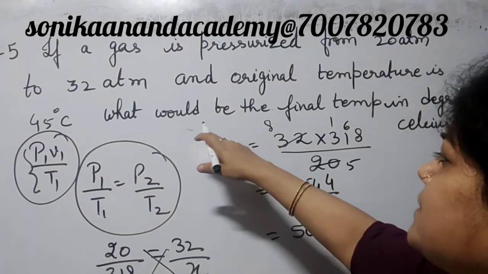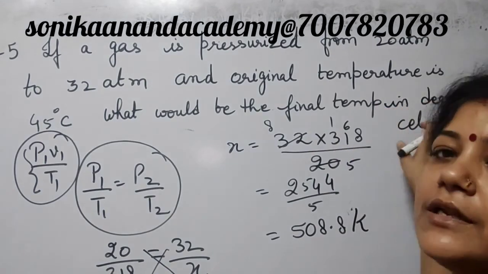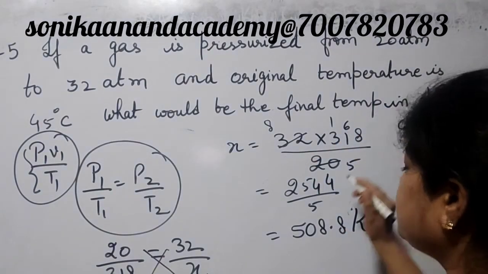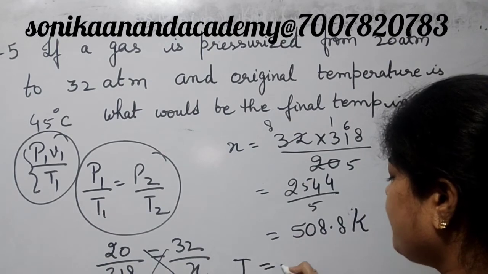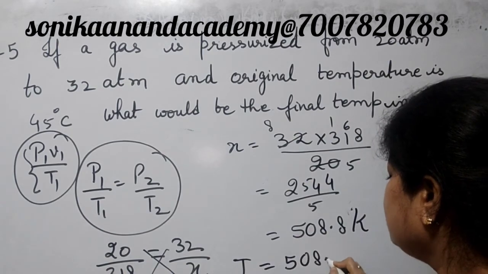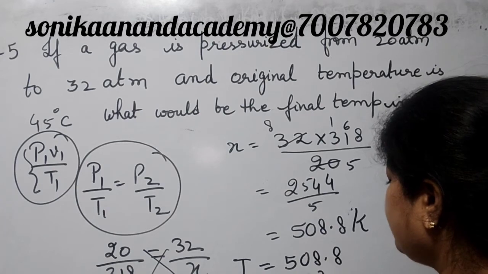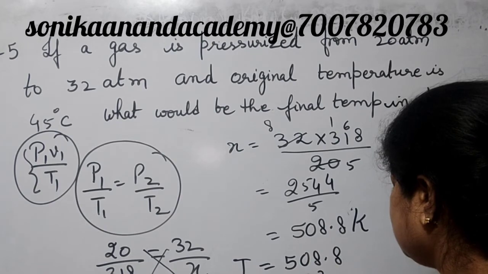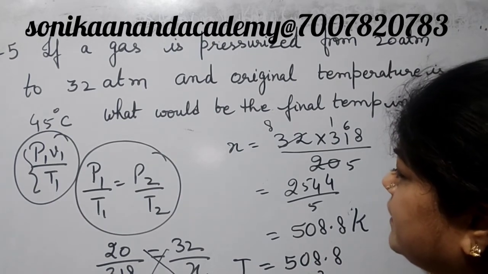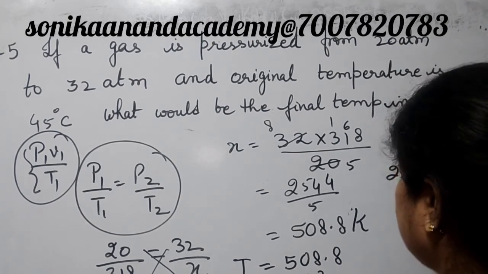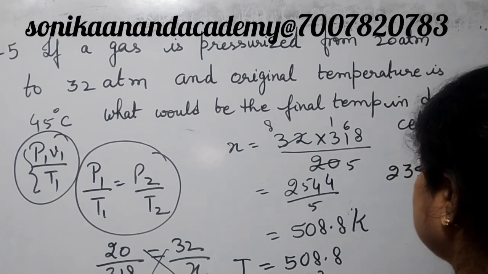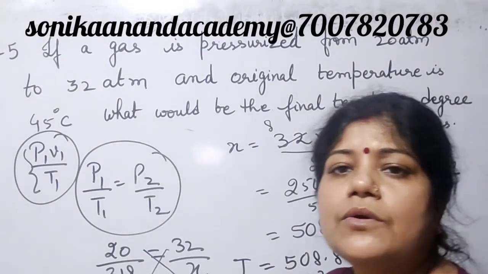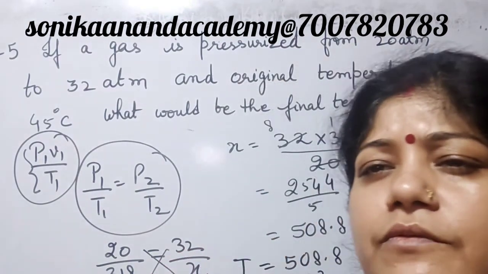And in the question it is asked to find the final temperature in degrees Celsius. Now in order to find the temperature in degrees Celsius, we just subtract 273 from it. Just subtract it. What do we get? So we get the temperature 235.8 degrees Celsius. Clear? So in this way we solve it.